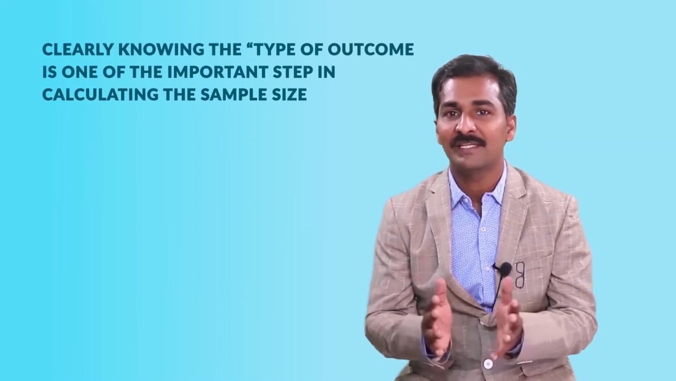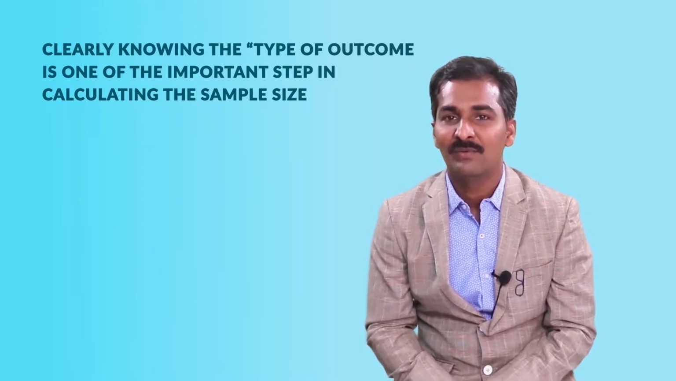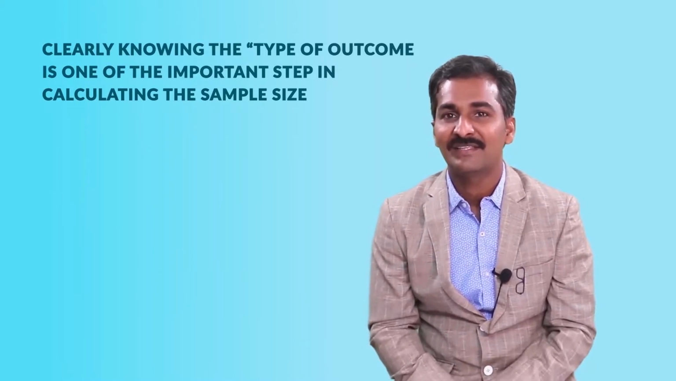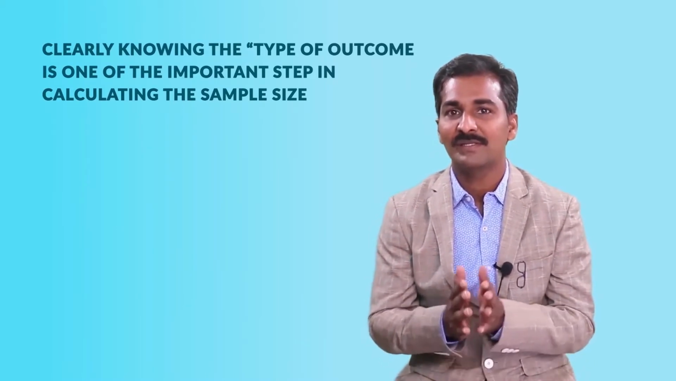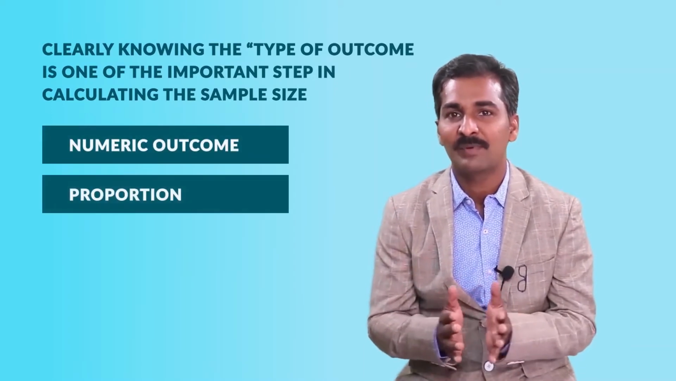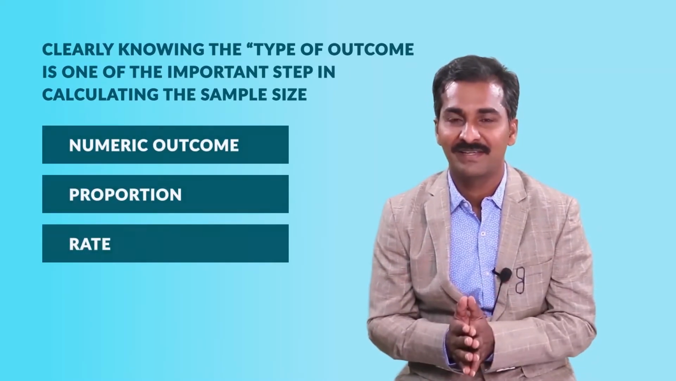While calculating the sample size, knowing the type of outcome is a very important aspect. Any statistical software will ask you to specify the type of outcome and the expected value of this outcome while calculating sample size. There are three primary types of outcomes. One is the numeric outcome, another is the proportion, and another is the rate.